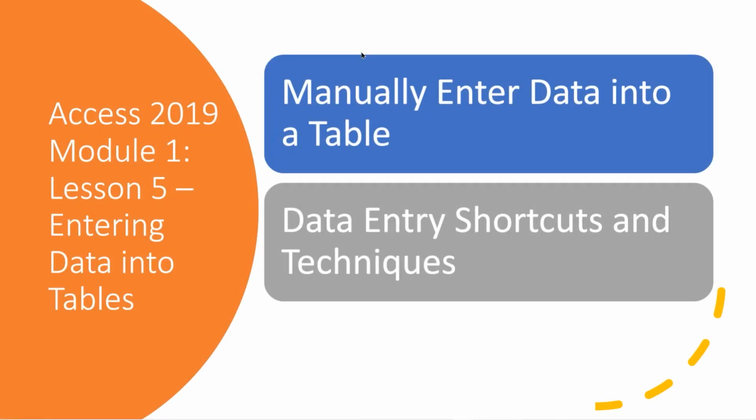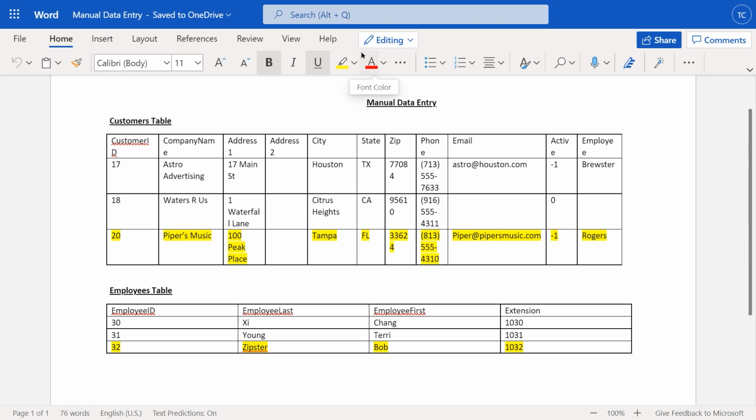So far, we've populated our tables by importing data from Excel into Access. Now you're going to learn how to manually enter data directly into a table and pick up some data entry shortcuts and techniques along the way. We'll be using the manual data entry Word document that was in the video description. So I have that document open on my screen right now.